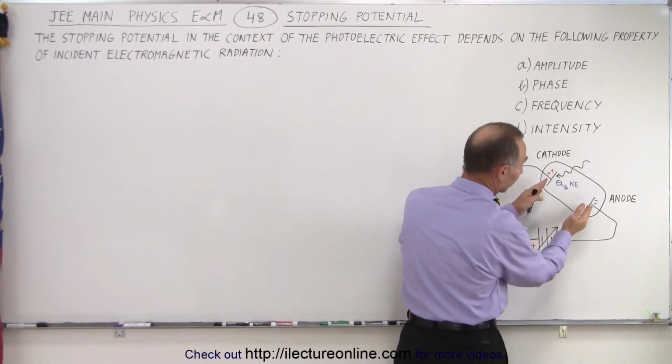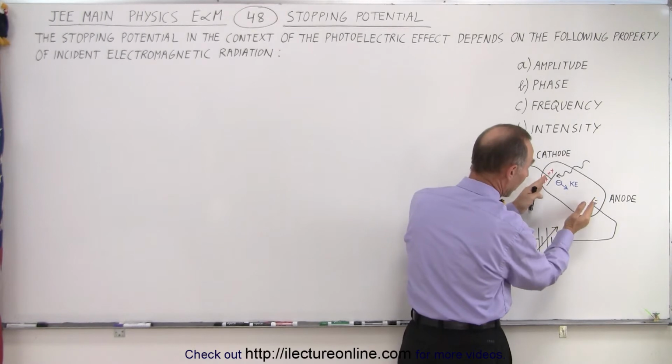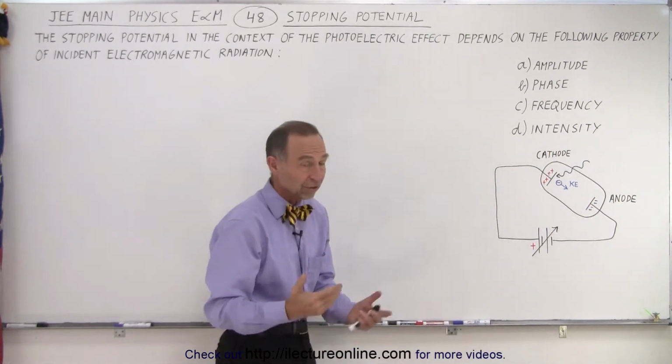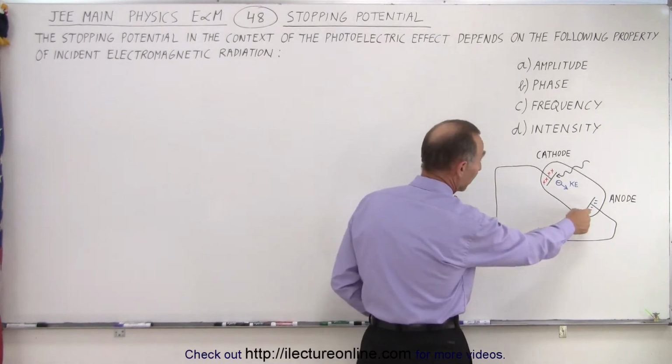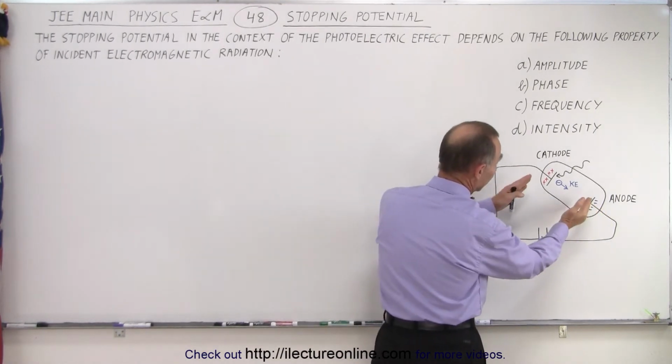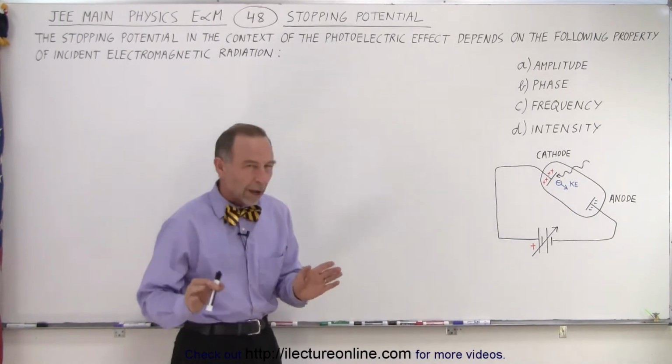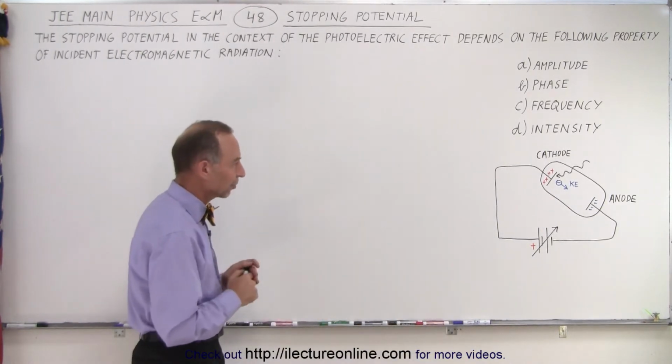Now, if the potential difference is great enough, it can actually stop that electron and keep it from reaching the other side. Because essentially, it's being repelled by this side, so if you make the potential difference large enough, it will not be able to jump across. So, how do we figure out the answer?